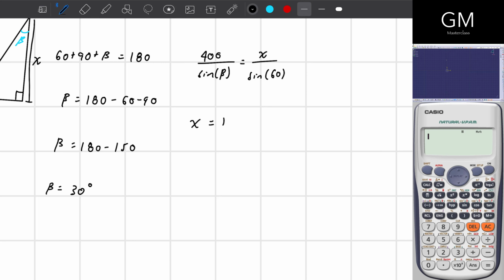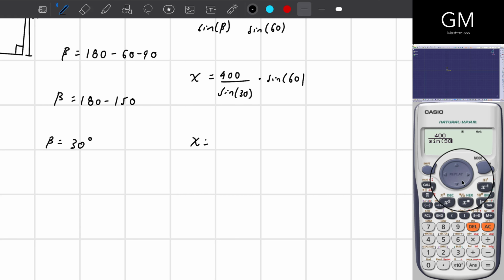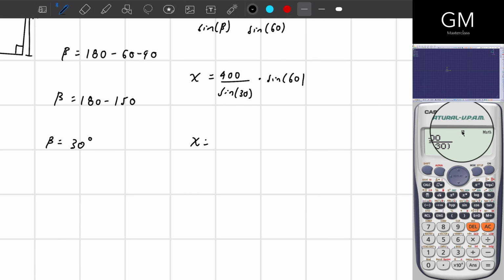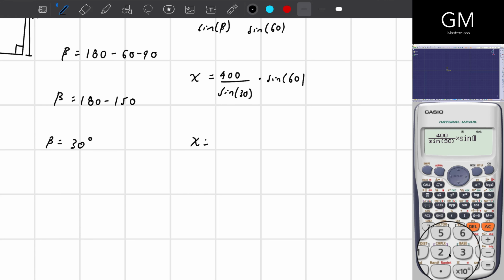X is equal to 400 divided by the sine of 30 multiplied by the sine of 60. Let me use the calculator right here. So 400 divided by the sine of 30, and I have to make sure that I'm using degrees in the calculator, and this is multiplied by the sine of 60.